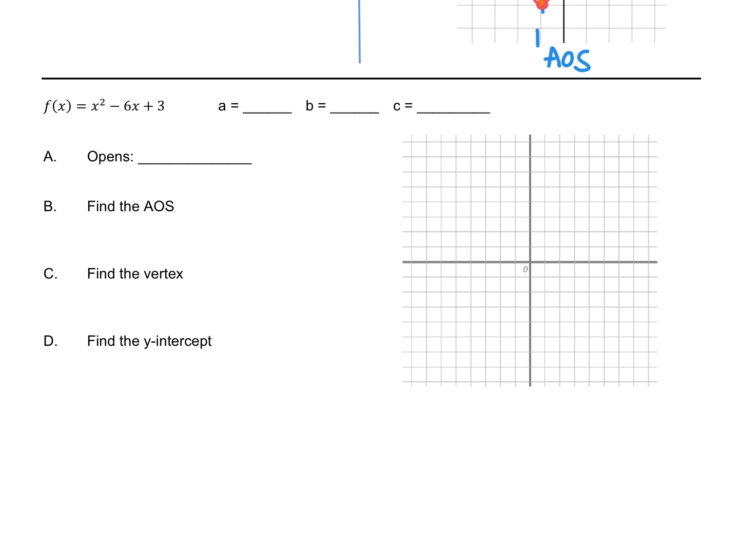All right. So with the next one, it's f of x. Remember, f of x is the same as y equals, right? They're the same thing. So it's y equals x squared minus 6x plus 3. What is a?